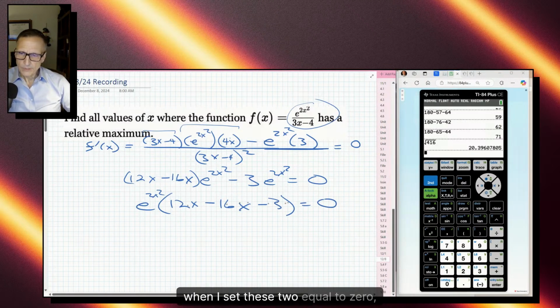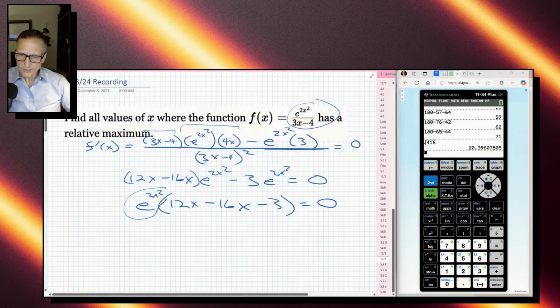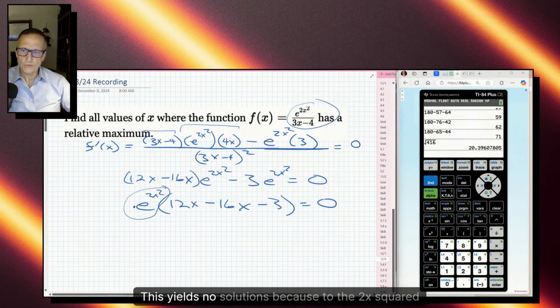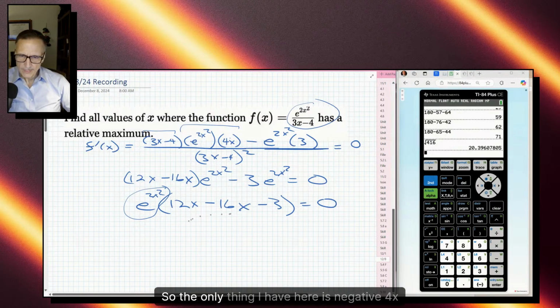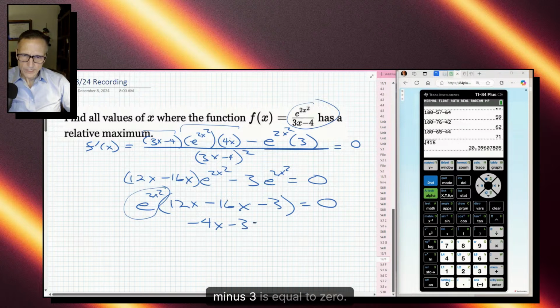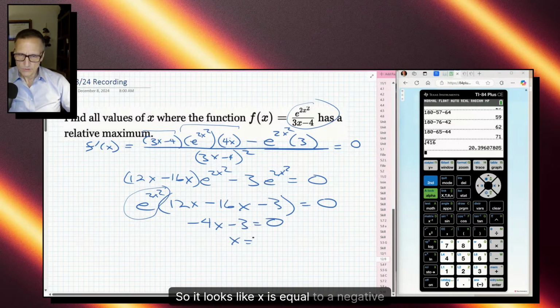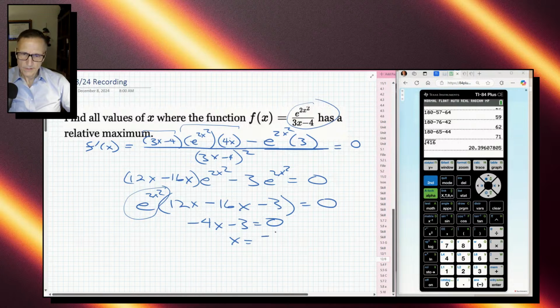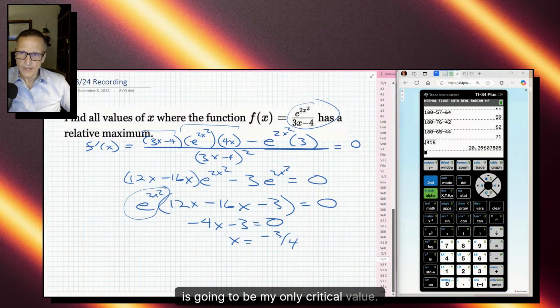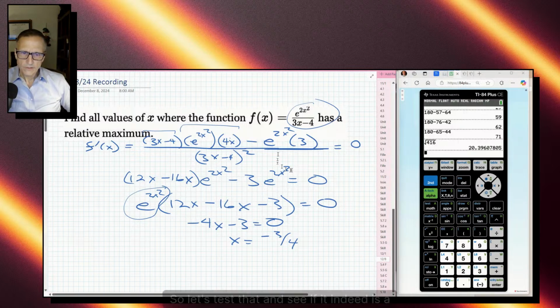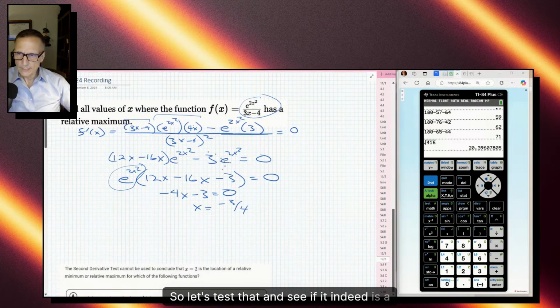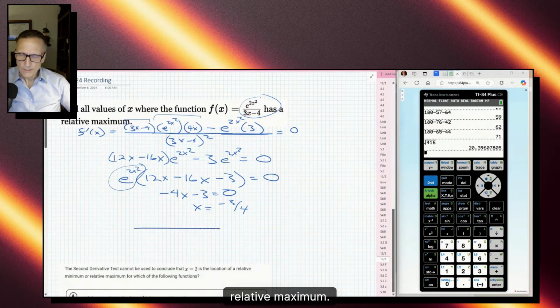Well, when I set these two factors equal to 0, this one right here yields no solutions because e to the 2x squared will never be 0. So the only thing I have here is negative 4x minus 3 is equal to 0. So it looks like x is equal to negative 3/4 is going to be my only critical value. So let's test that and see if it indeed is a relative maximum.